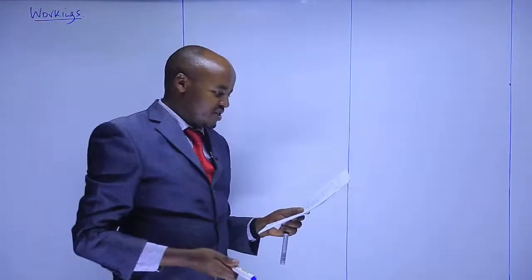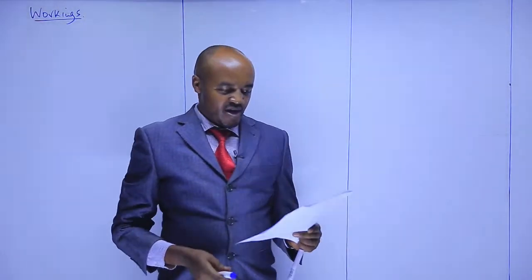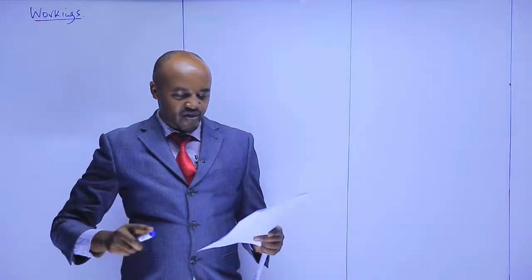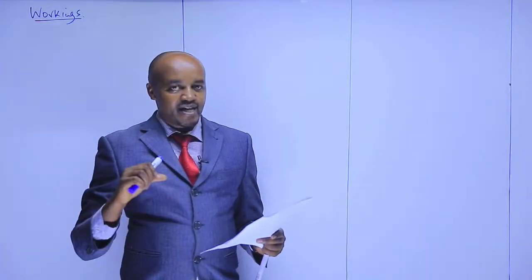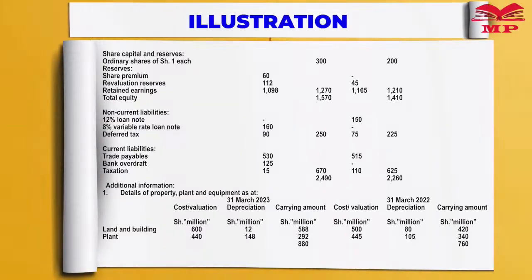Number one, you are told details of property, plant and equipment as at 31st of March 2023. Basically, that is the end of the current financial year, and therefore those are the closing balances. And then 31st March 2022 is the end of the previous year, in which case those balances will be the opening balances in the current year. So we are given 3 items for each year: the cost or valuation, the depreciation, and the carrying amount.